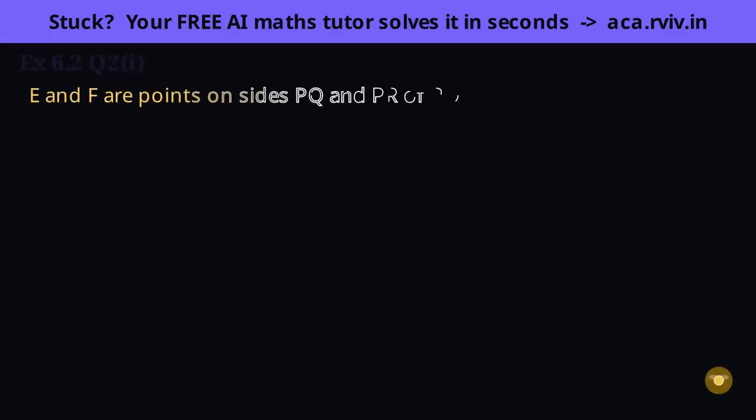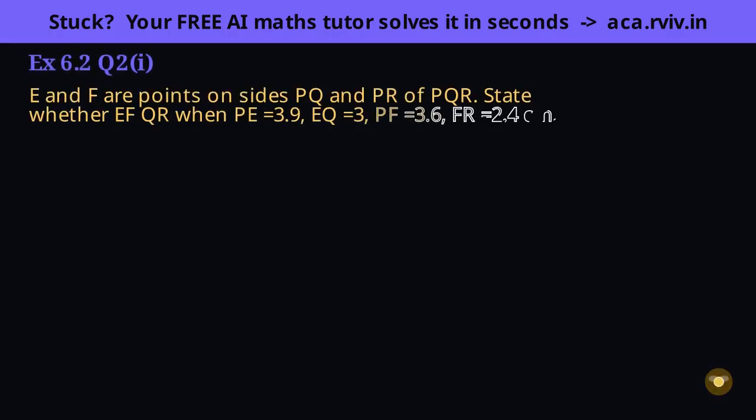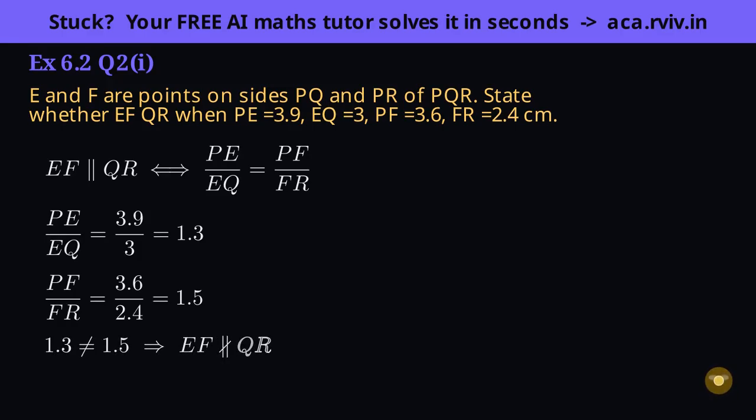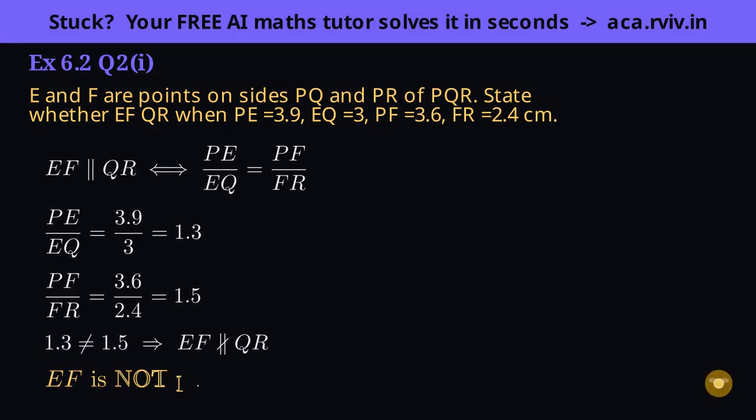Compare the two ratios. Equal means parallel by the converse. Set up: by the converse of Thales, EF is parallel to QR only if it divides PQ and PR in the same ratio. Compute the ratio on side PQ. Compute the ratio on side PR. The two ratios are different, so EF cannot be parallel to QR. Insight: the converse test is pure ratio comparison. Unequal ratios instantly rule out a parallel line.